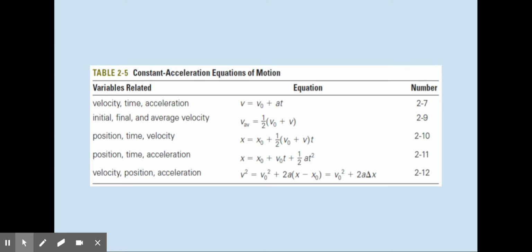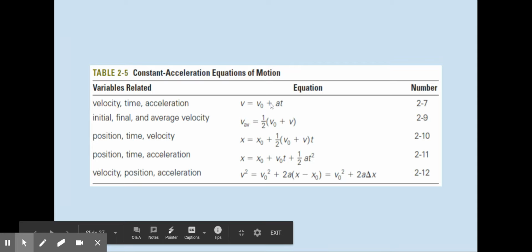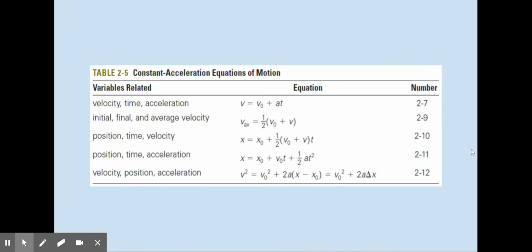And here they are again in a nicer form all together. So you can see what variables are related and the equation. And this is the number in the book. So this is equation 2.7. We see equation 2.9. So that's what they're referring to when you see 2.7, 2.9, 2.11, whatever it may be.